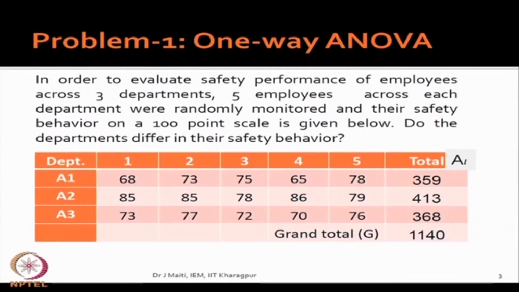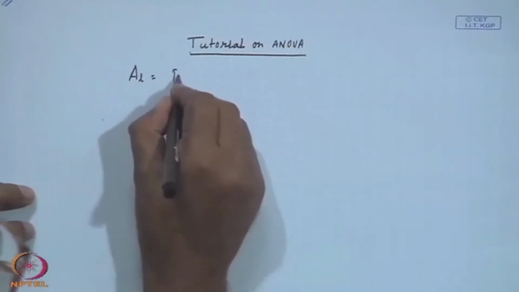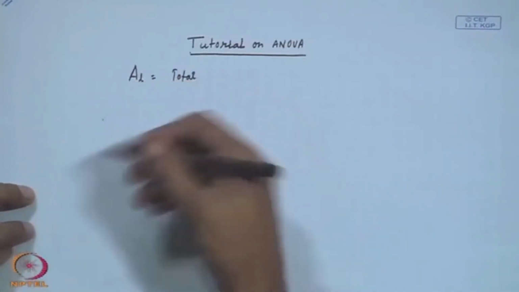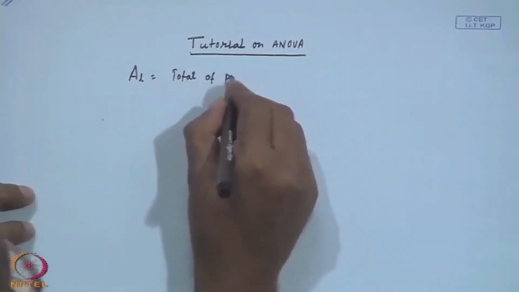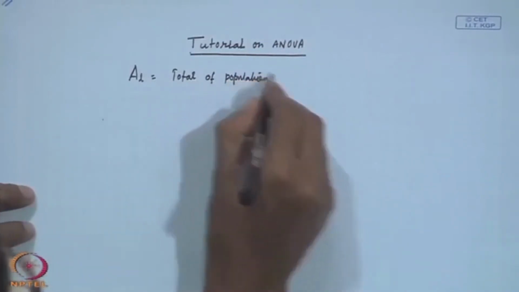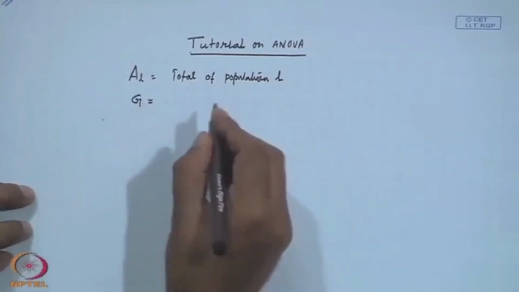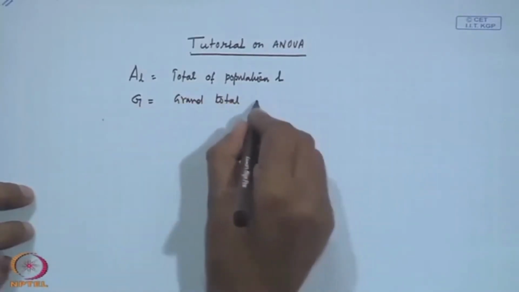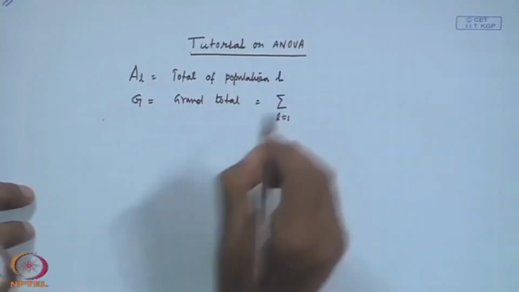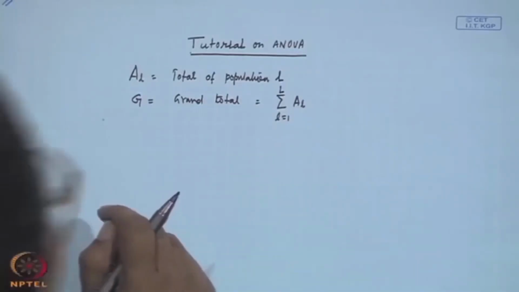So, we are adding a little different notation now. I am saying that AL is the total score, the total of population L, and we are saying G is equal to the grand total. This will be L equal to 1 to capital L.